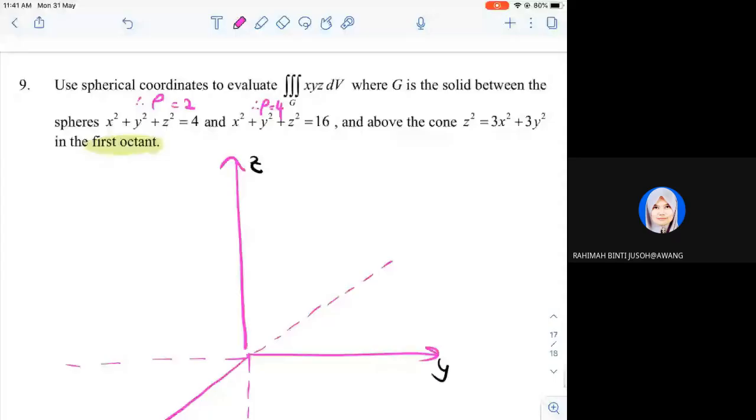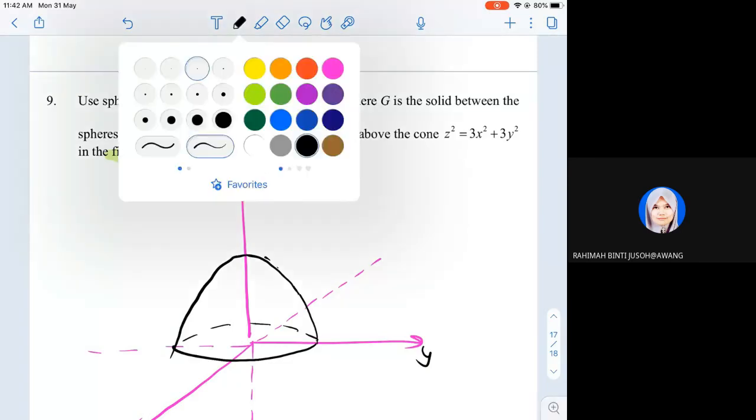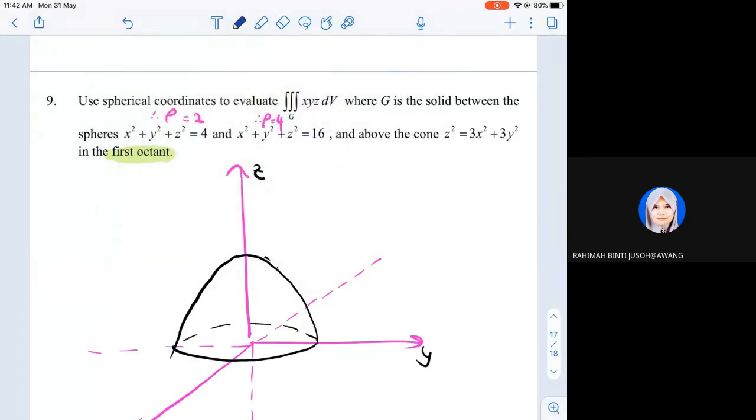So you punya region tu guys, dia ada dua, let's say lah. Ada dua ni tau. Satu macam ni. Sekejap. Okay, satu macam tu. Satu lagi dia besar sikit. I'm going to use blue colour.